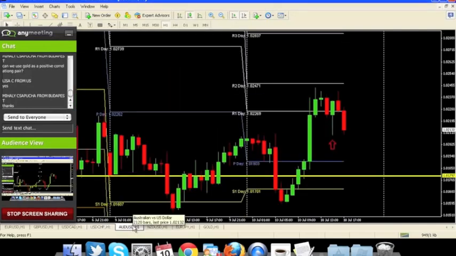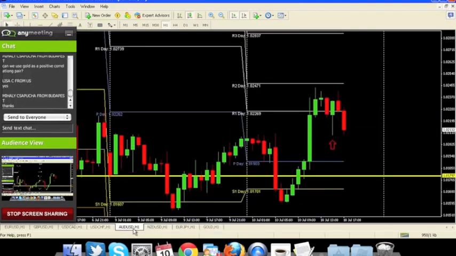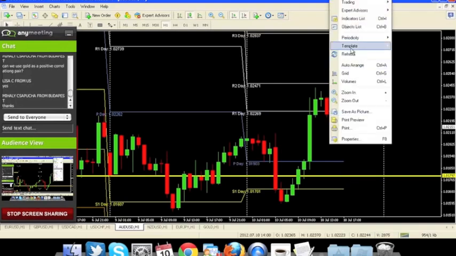Now let's take a look at what was it? All right, let's take a look at Aussie dollar. Okay, at this particular time, where I have my arrow. Let me delete everything so I clean up the chart for you guys.